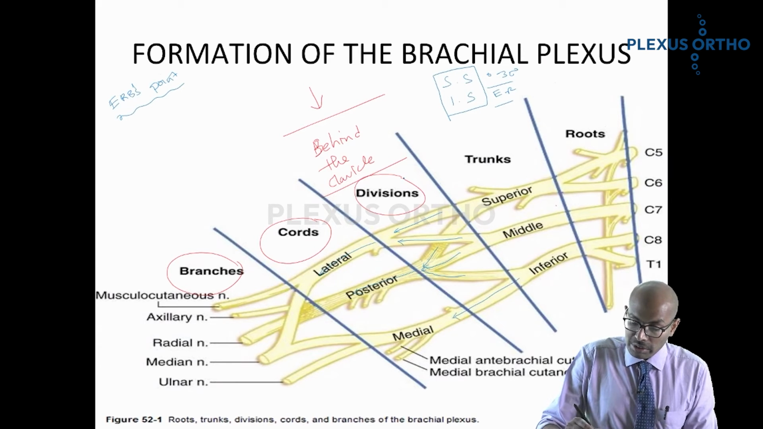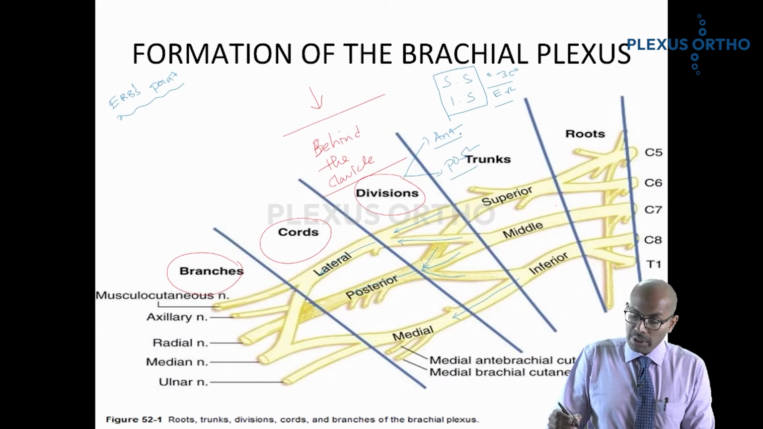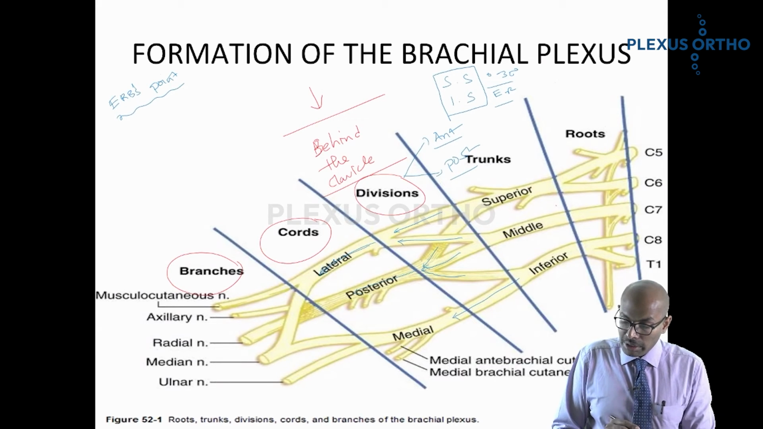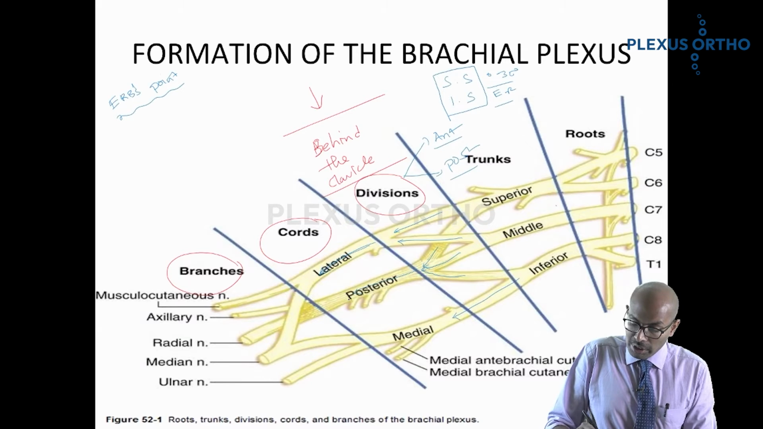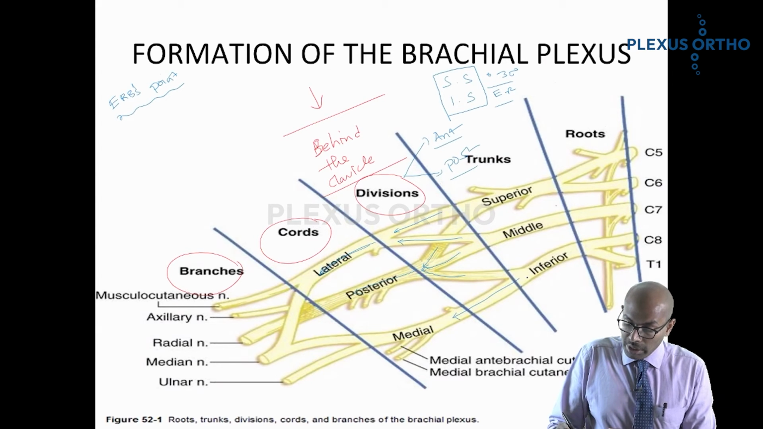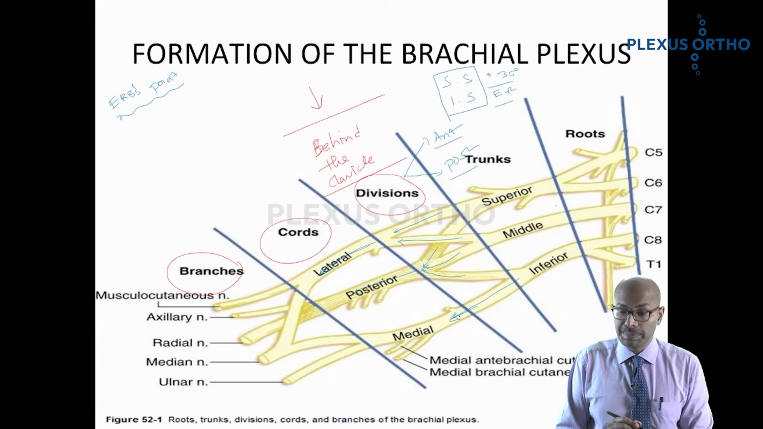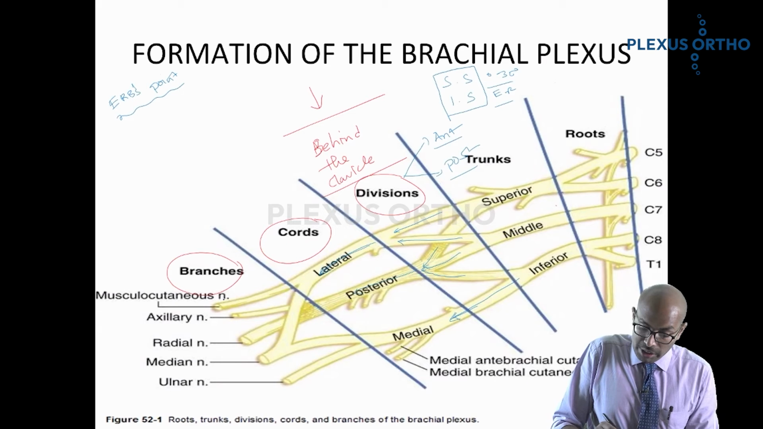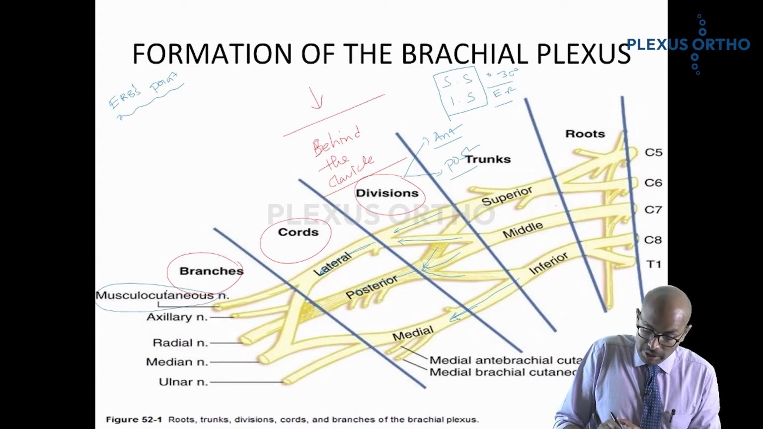So each trunk gives rise to anterior and posterior divisions. The anterior division of the upper trunk and the middle trunk continue to form the lateral cord, whereas the posterior divisions of all the trunks form the posterior cord, and the anterior division of the inferior trunk continues as the medial cord. The lateral cord then gives out the end branch, which is the musculocutaneous nerve.